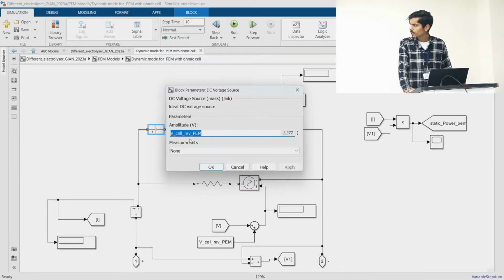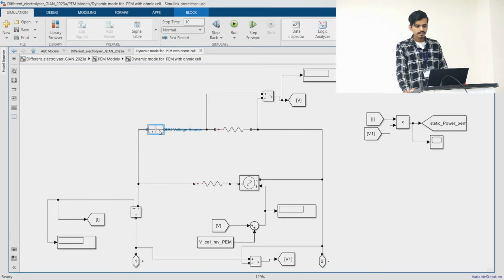So to make this model we are taking a reference of a thesis which contains all these models. All the values are mentioned there. So this is the value for cell reversible voltage. In this way we have cell reversible voltage in series with the ohmic resistance, and this is our controlled source, which is basically this whole thing representing the electrolyzer. This controlled voltage source is controlled by the cell reversible voltage and V ohmic.